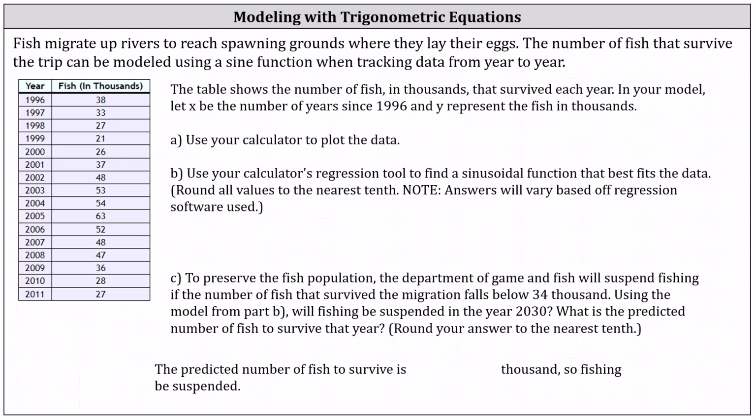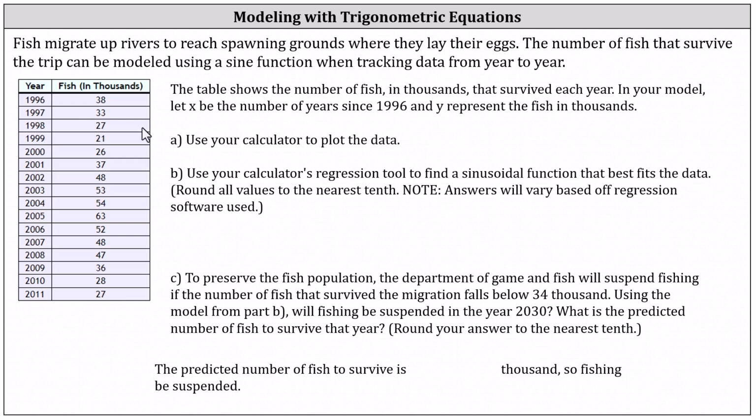Fish migrate upriver to reach spawning grounds where they lay their eggs. The number of fish that survive the trip can be modeled using a sine function when tracking data from year to year. The table shows the number of fish in thousands that survived each year. In your model, let x equal the number of years since 1996 and y represent the fish in thousands.